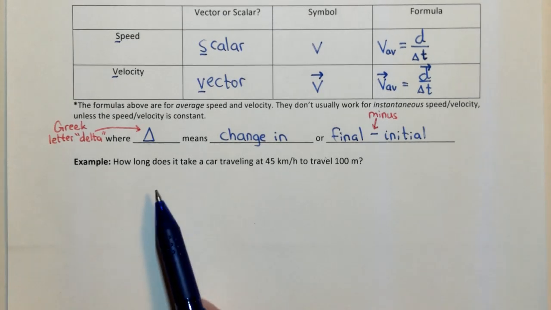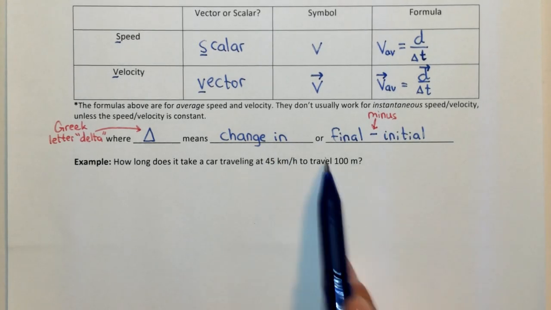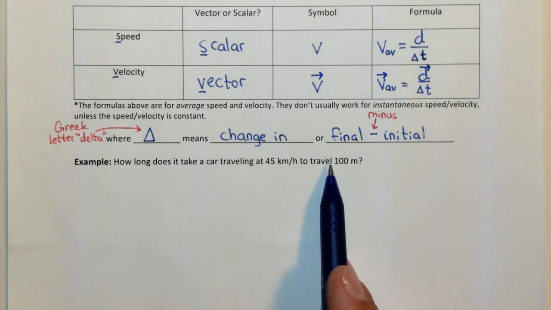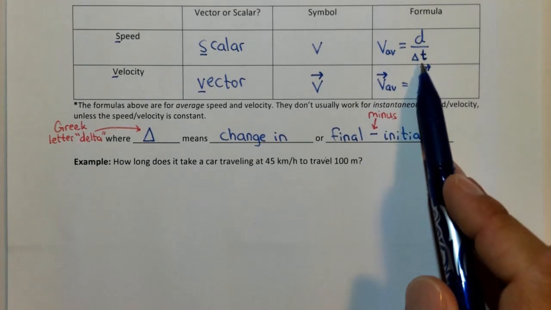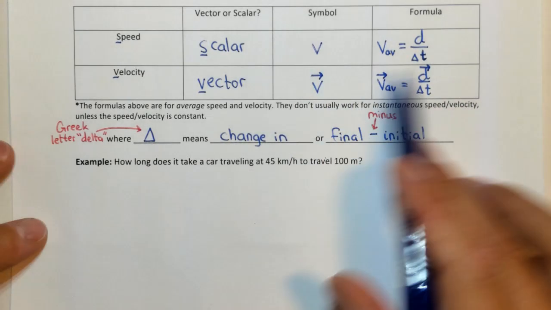So, looking at this question, it's giving us a speed and a distance, and we want to know how much time passes while that's happening. We have a speed and a distance, and we want to know delta t. So, let's start with this formula.